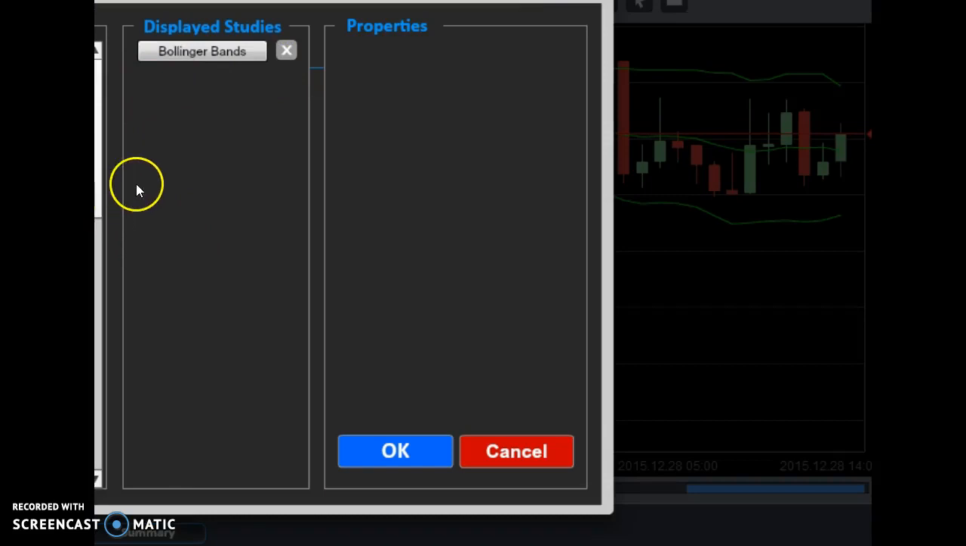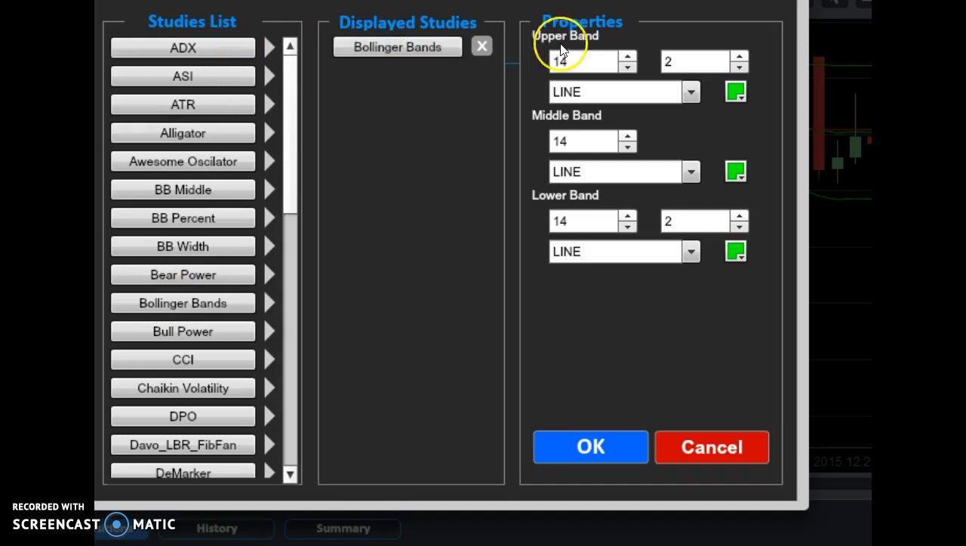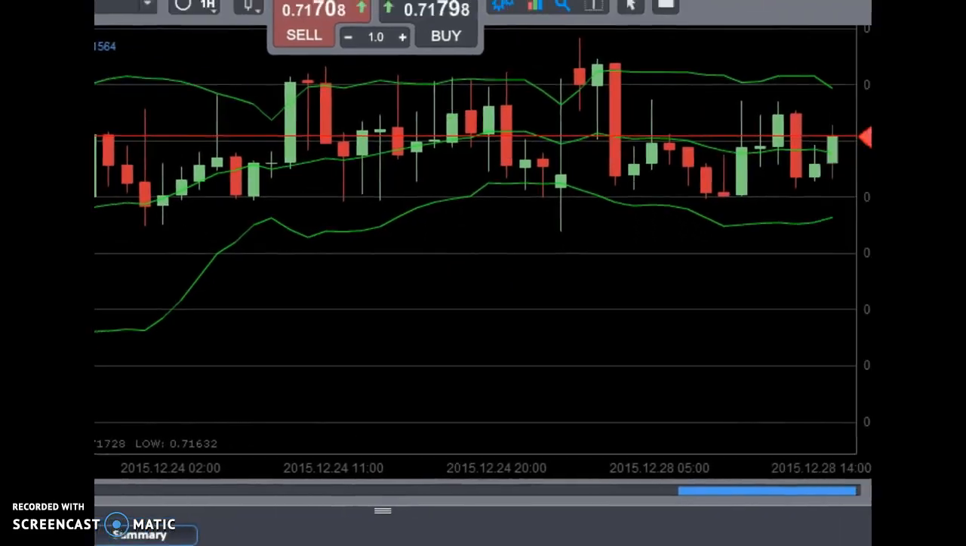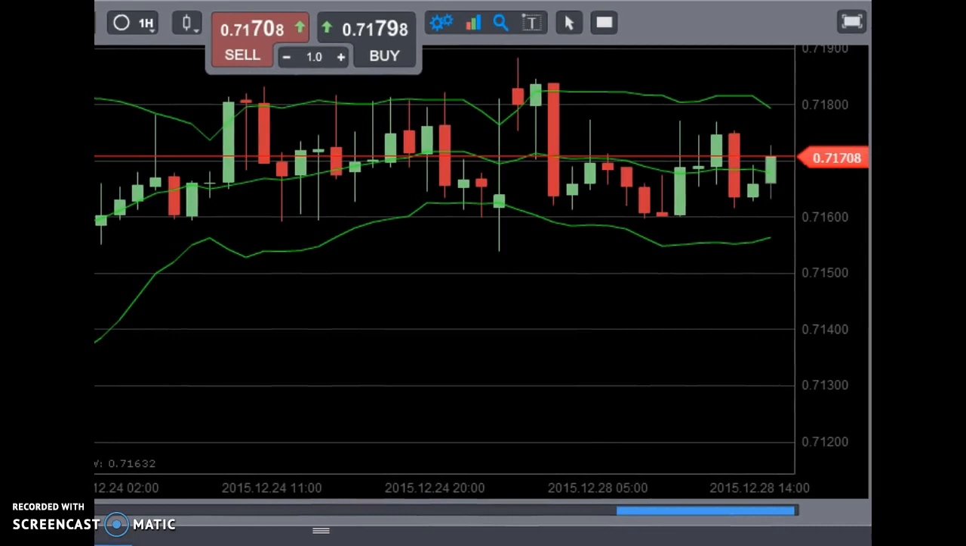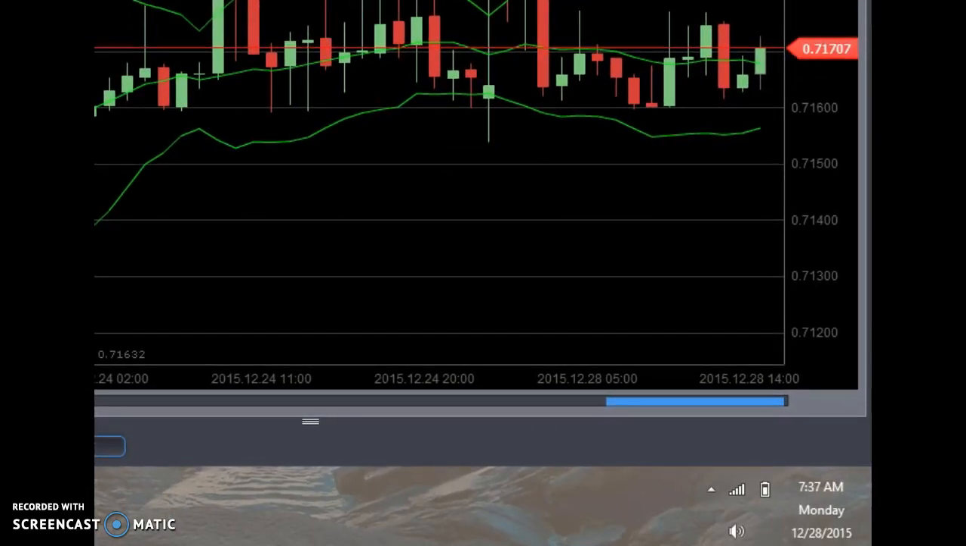So if you go in here, you find your Bollinger Bands on the indicator list. You click on Bollinger and you set it here at 14 and 2 for all of them. 14 and 2, middle band 14, lower band 14 and 2. Click OK. That sets up your Bollingers. So now keeping a close look at this, it's 7:37.